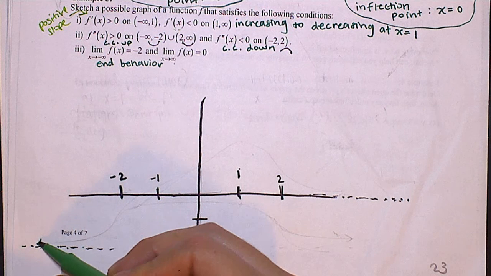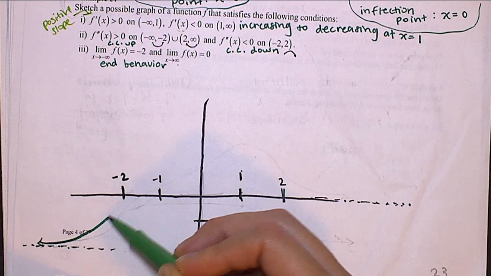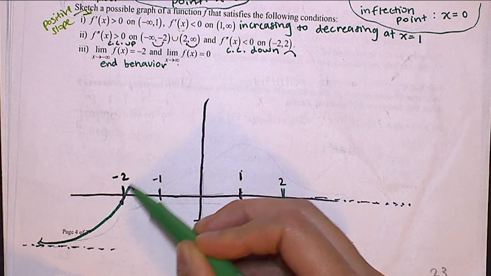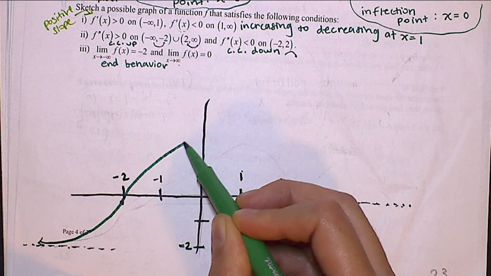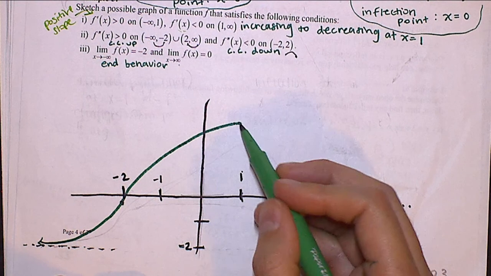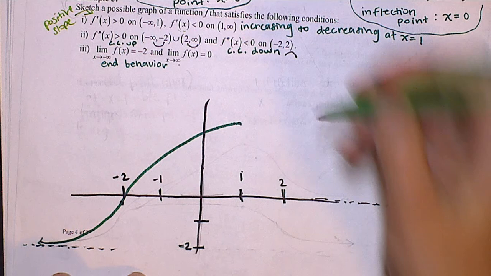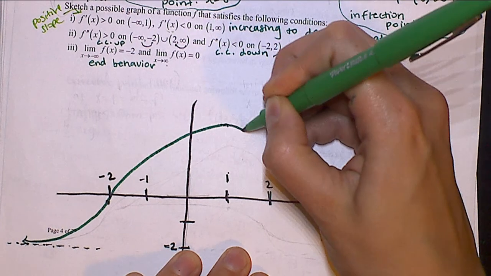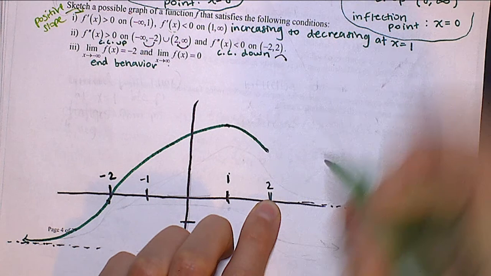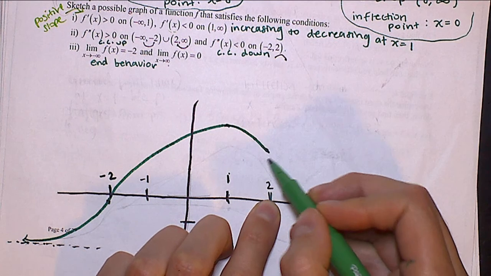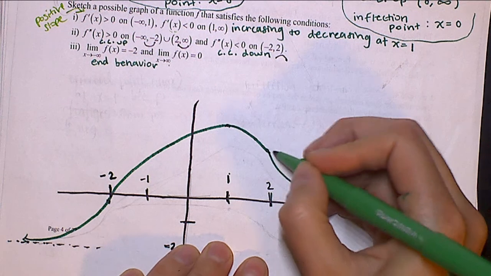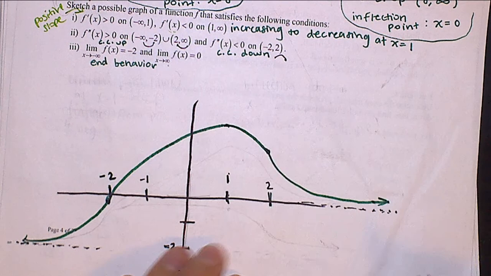So concave up, increasing to -2, and then at -2, I'm still increasing, but I'm going to go concave down, and then when I get to x equals 1, I'm going to start decreasing. I'm still concave down until 2, which is when I start going concave up again. So I'm concave down, and then I'm going to change to concave up. So here and here are my points of inflection.